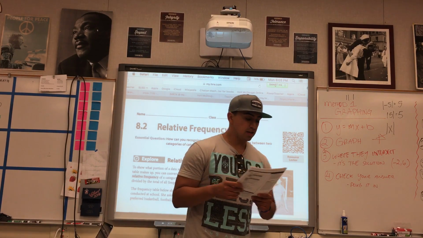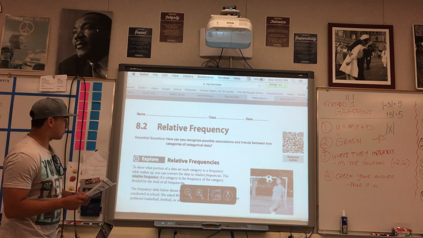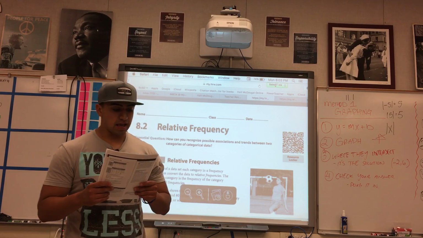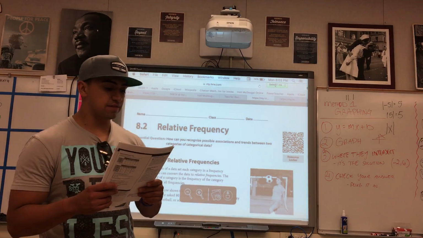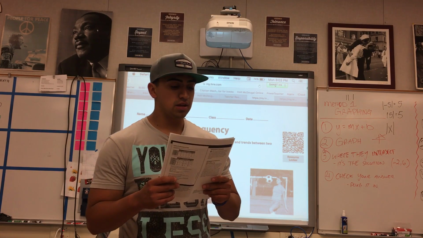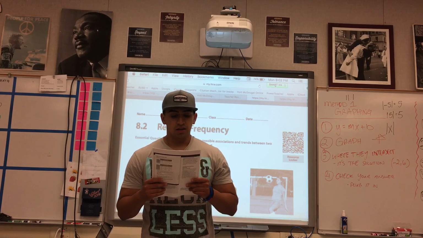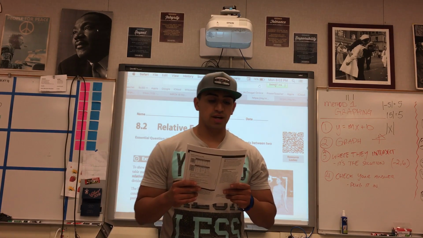The standard today is listed above, and it is S-ID.5: summarize categorical data for two categories in two frequency tables, interpret relative frequencies in the context of the data, recognize possible associations and trends in the data.